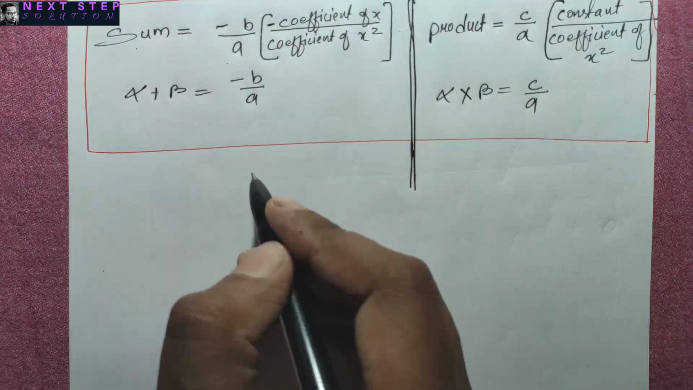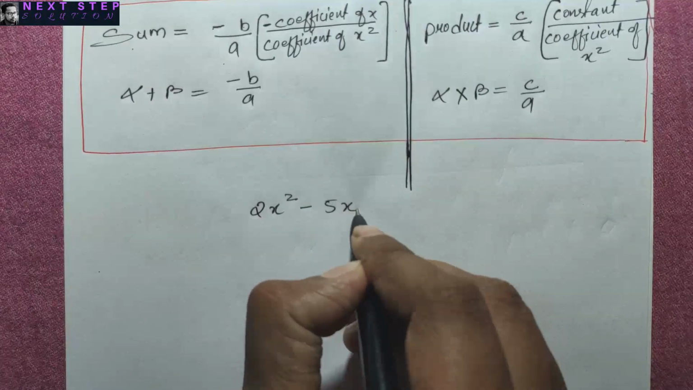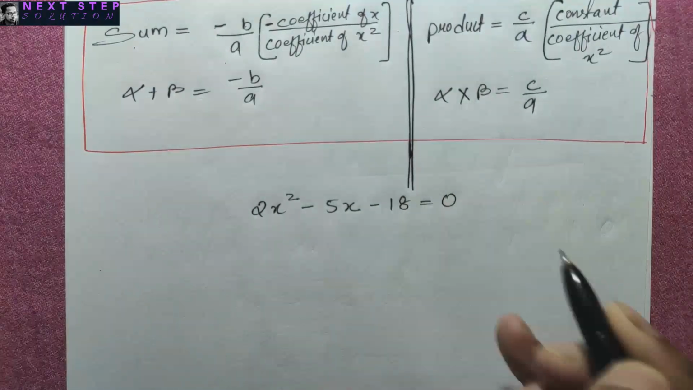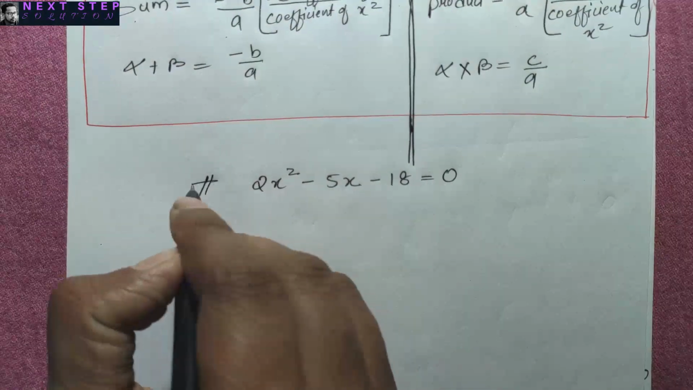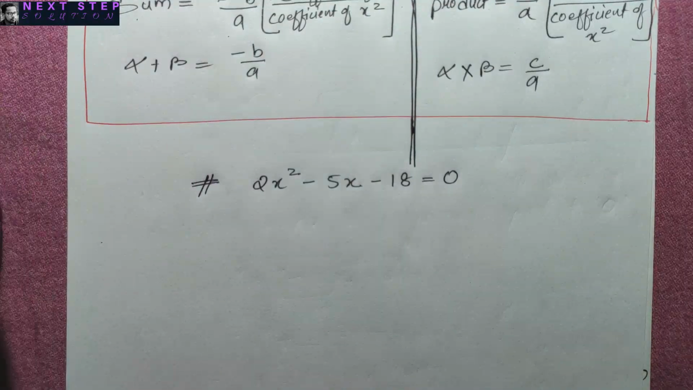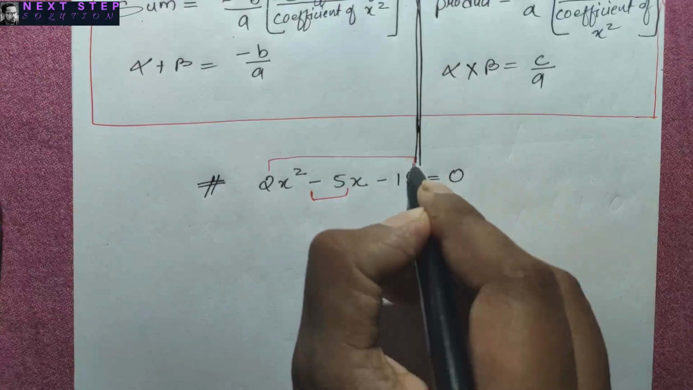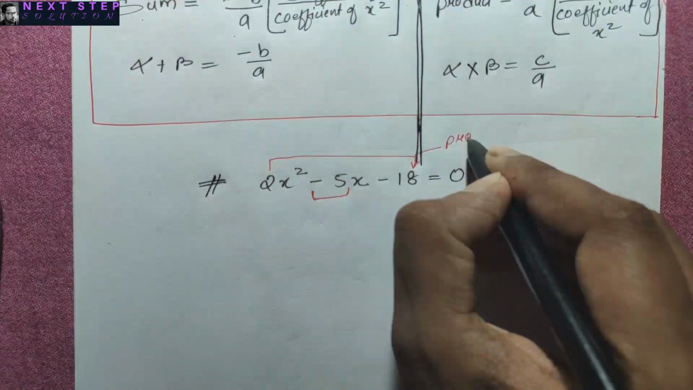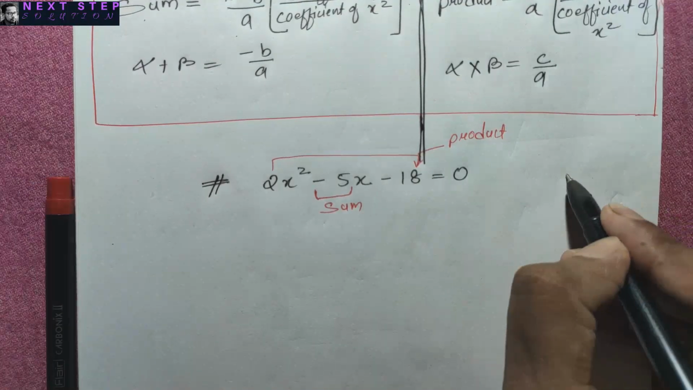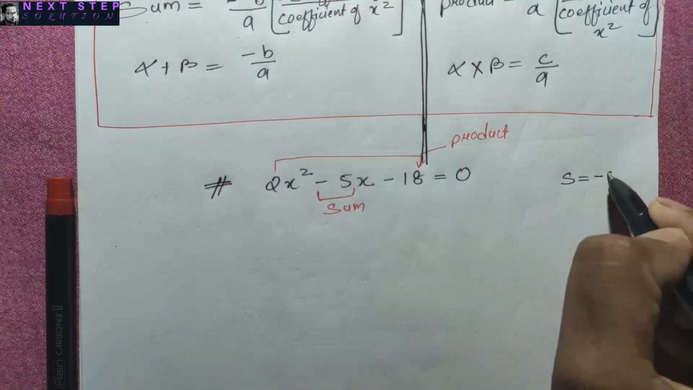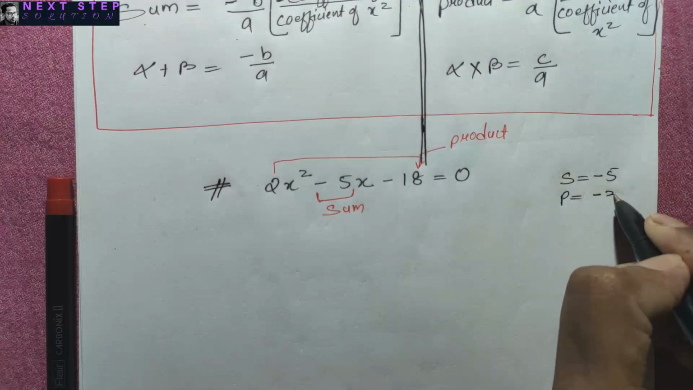Suppose the question is 2x square minus 5x minus 18 is equal to 0. Suppose this is the question. Now first of all we need to find out the zeros of this quadratic polynomial. To find out the zeros, again we will follow the same method, splitting the middle term. This is the sum, and this number multiplied with this number gives you the product. So here we have sum as minus 5 and product as 2 into minus 18, which is minus 36.